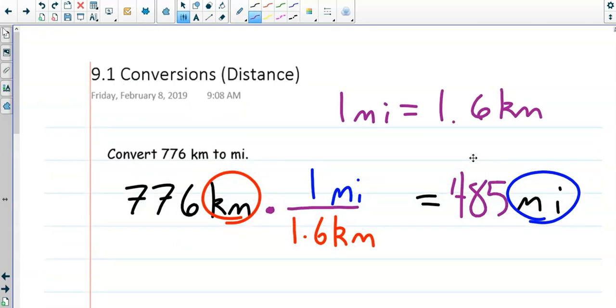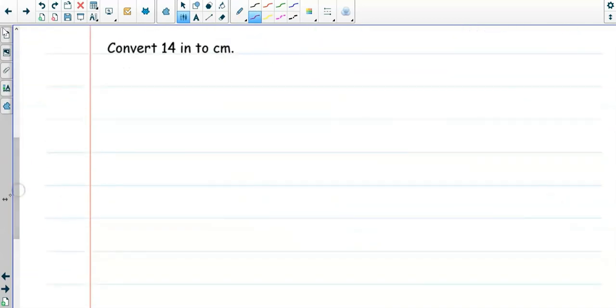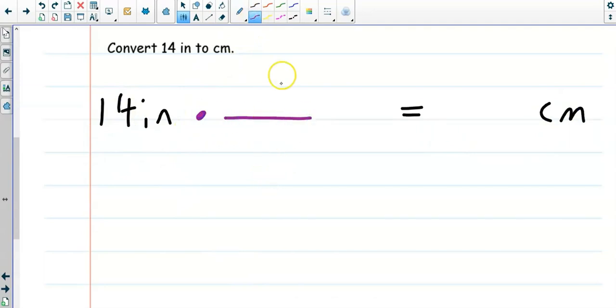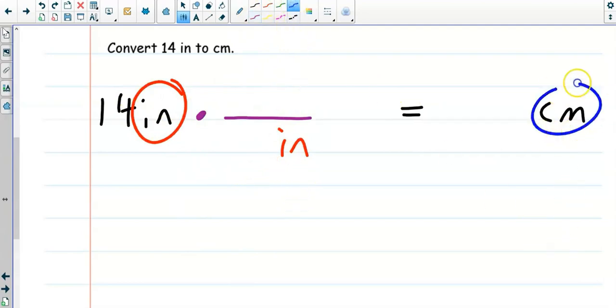So right down below, I have another example for you. I want you to take that from inches to centimeters. Go ahead, pause the video, give it a shot. Okay, so you have 14 inches, and we want to convert that to centimeters. So again, if we're thinking about that unit fraction, the guy we're getting rid of is inches. It goes in the denominator. The guy we want is centimeters. It goes up top.